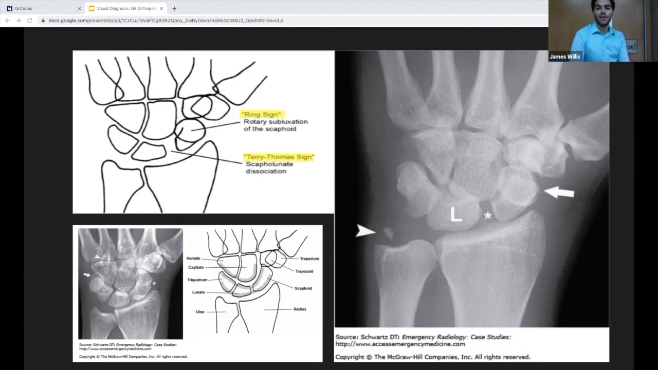And then the other thing is that with a scapholunate ligament tear, it actually causes the scaphoid to rotate ventrally, so towards the palmar aspect, and it creates this ring sign right here. You see kind of like this ring that the arrow is pointing to, and that also is an indication that there is that scapholunate dislocation if that Terry Thomas sign isn't obvious.